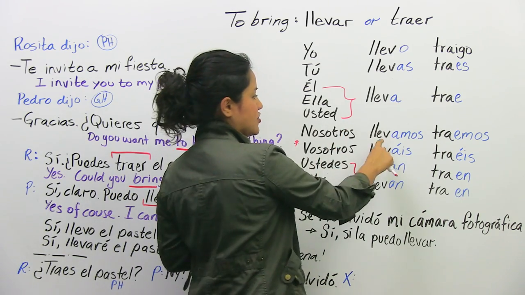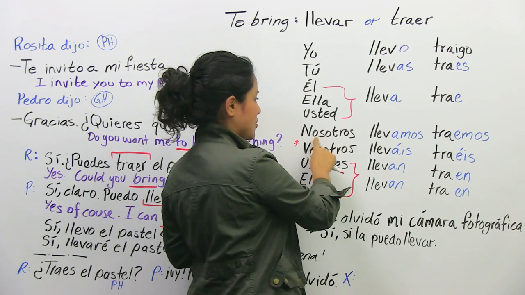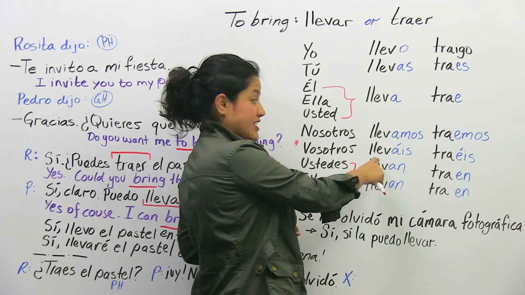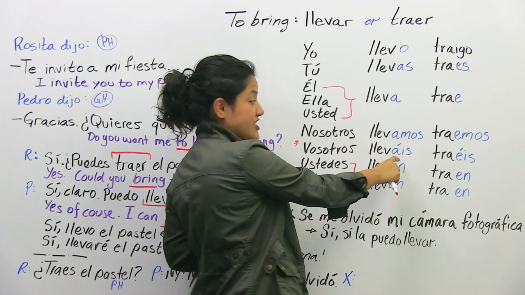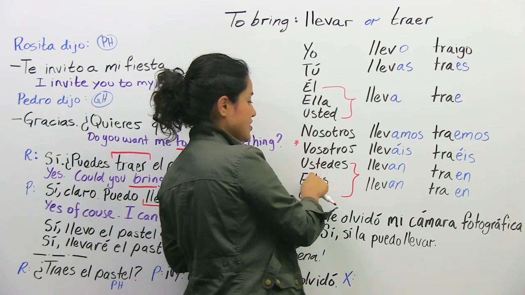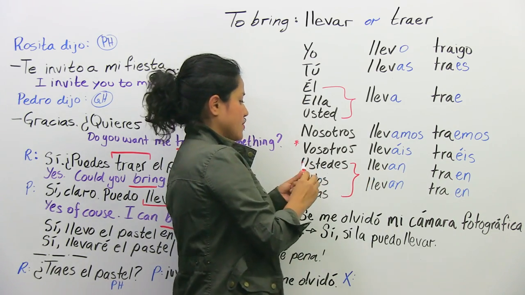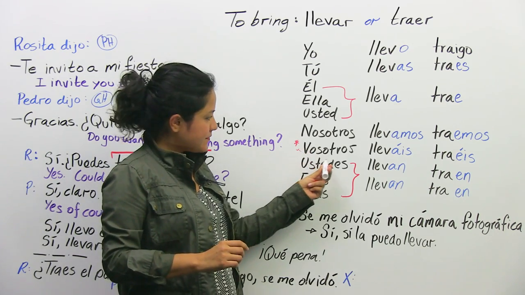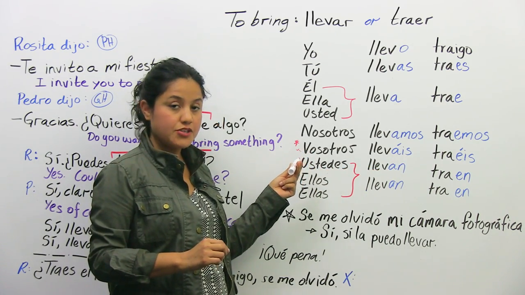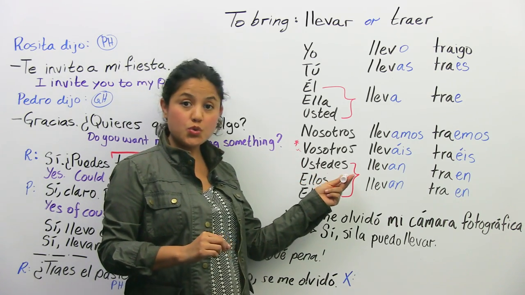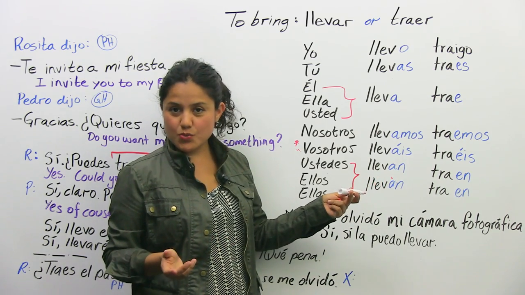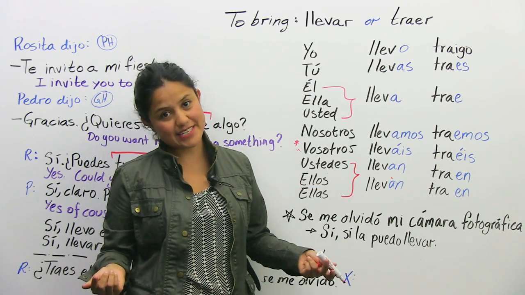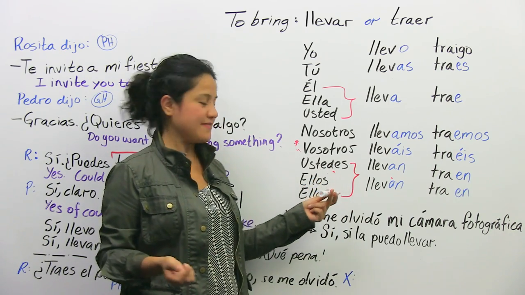Nosotros, we, llevamos. In Spain, they say, vosotros lleváis. But in Latin America, we say, ustedes llevan. If you are saying you plural, you would say vosotros lleváis in Spain, and in Latin America, you would say ustedes llevan. So it depends where you're going to speak Spanish, then you can use either or. I use ustedes because I am from Mexico. And in Mexico, we use these ustedes. Very good.